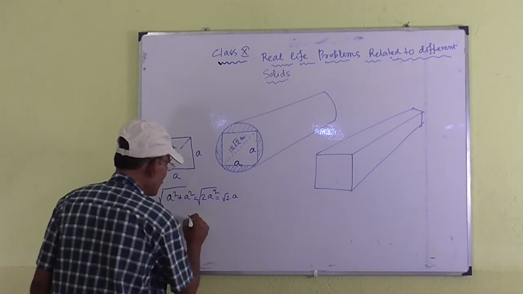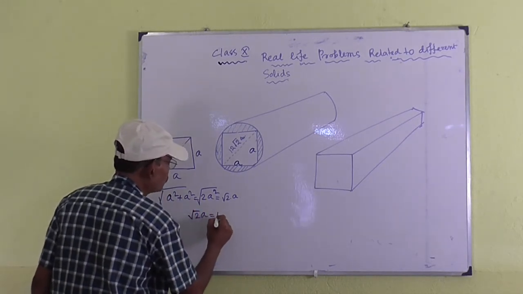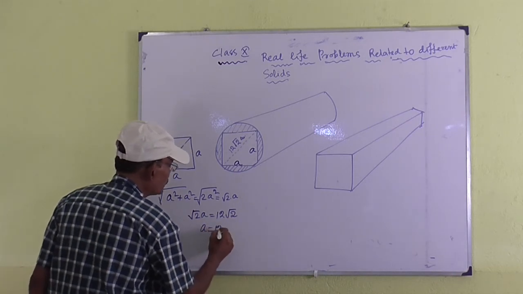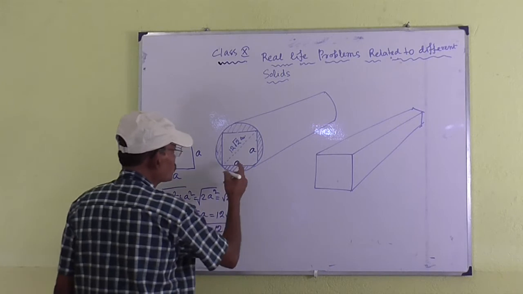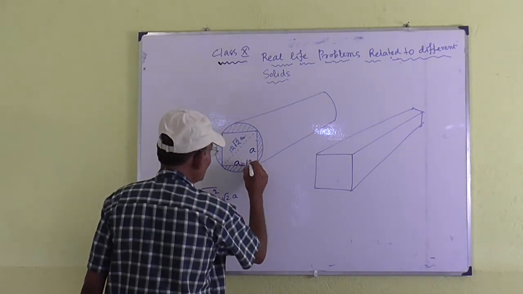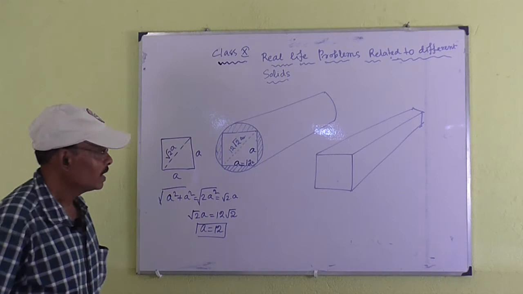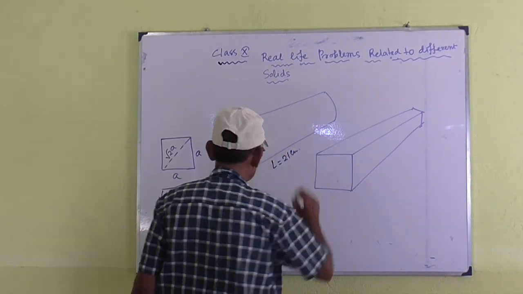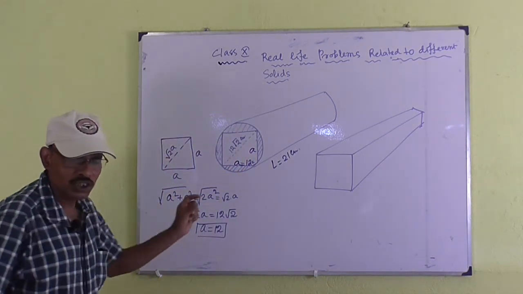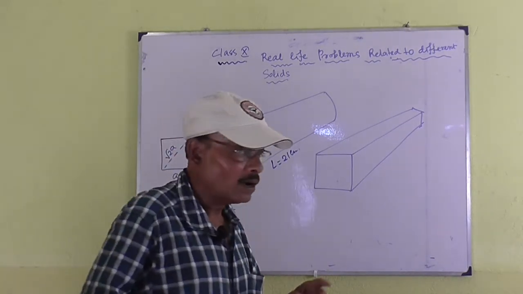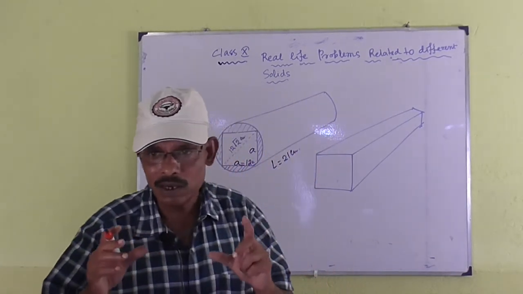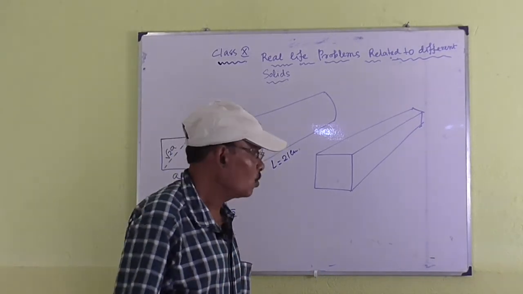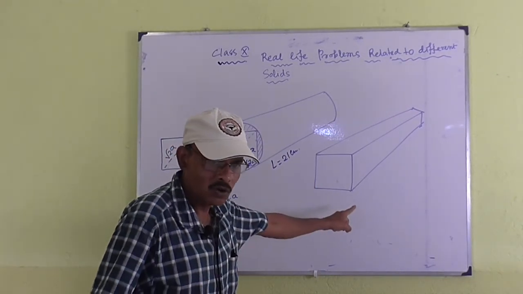Now root 2 into A equals 12 root 2, so A equals 12. So the length of each side is 12 centimeter. And here it is given that the length of the rod is 21 centimeter. Clear? The question is how much volume of the wood will be wasted, and also what is the volume of this log.